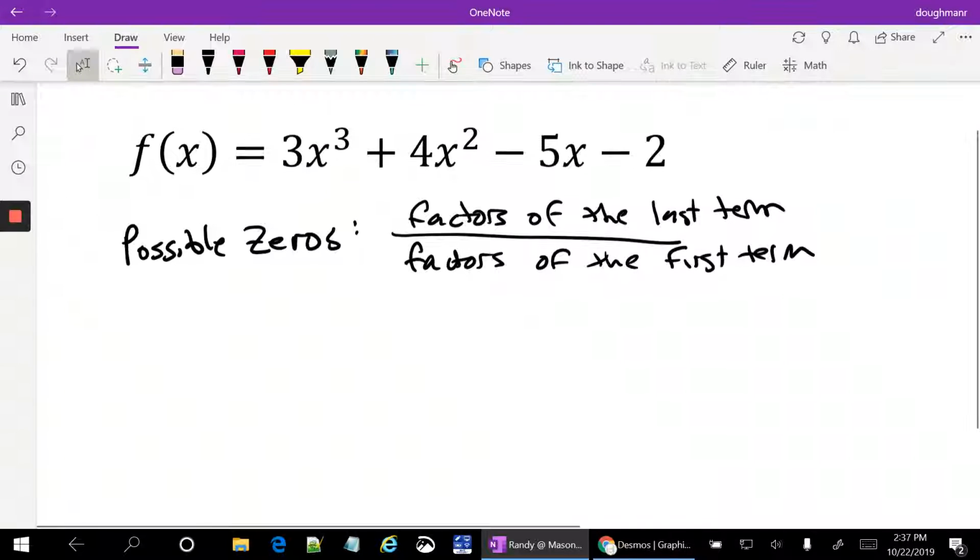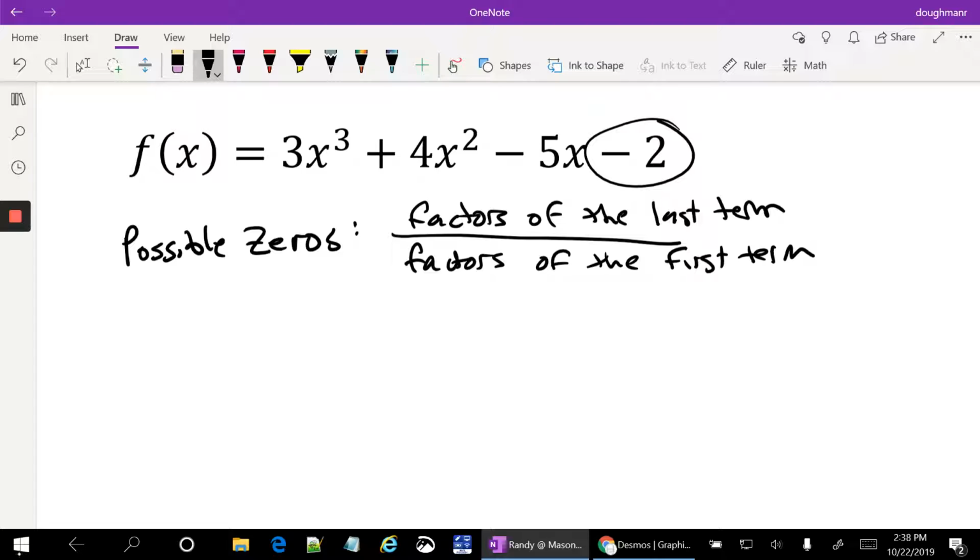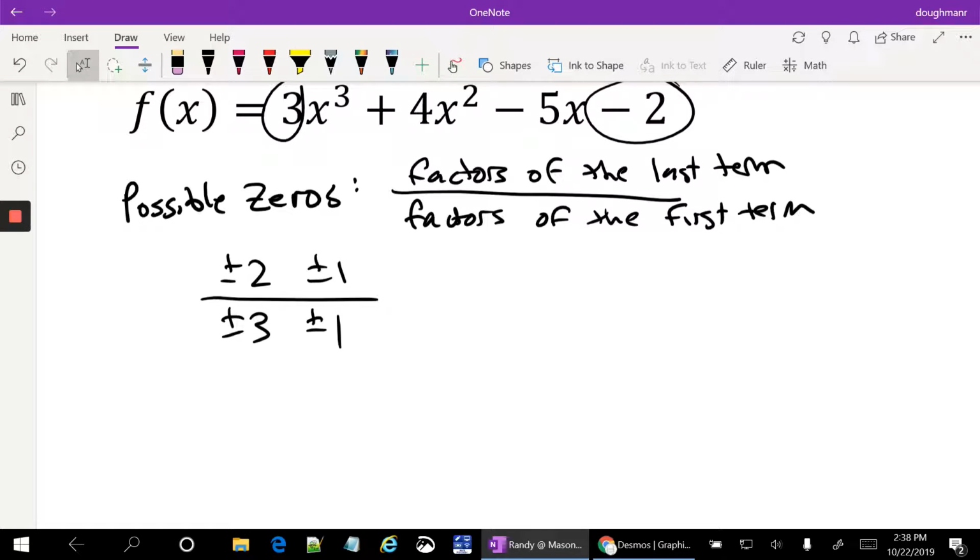So in this case, my last term is a -2. So the possible factors are either plus or minus 2 or plus or minus 1. Remember that 1 is a factor of 2. And of the first term, they could be plus or minus 3 or also plus or minus 1. Now I've got to figure out all those combinations.